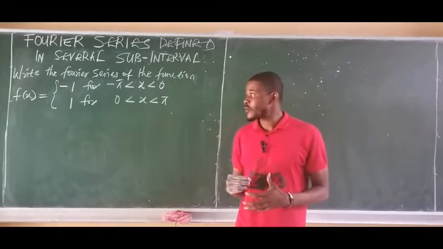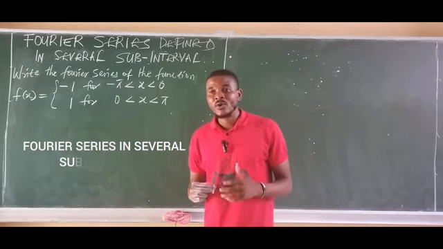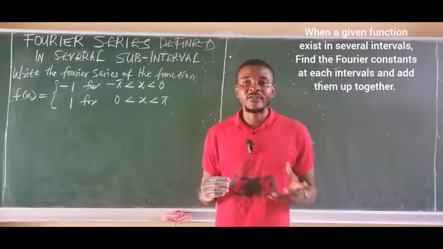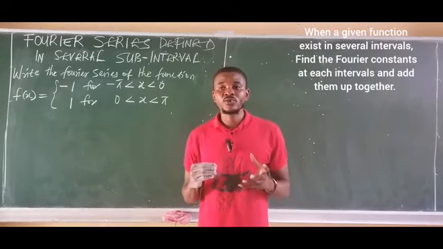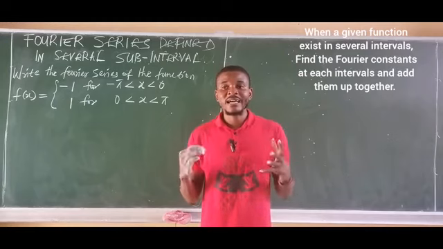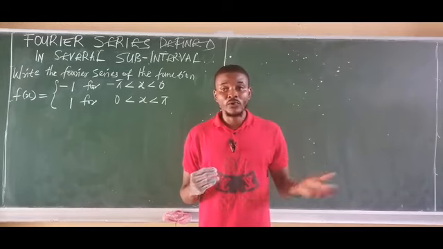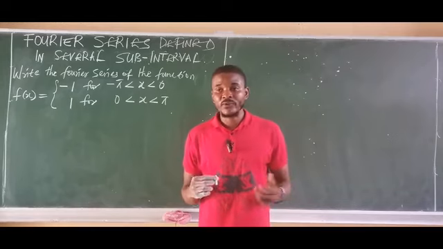Alright, so in this video we are going to be looking at Fourier series in several subintervals. When a given function occurs in different intervals, all you need to do is find the Fourier constant at each of these intervals and add them all up together. It gives you the Fourier series. Then from there, of course, you can write your Fourier series.